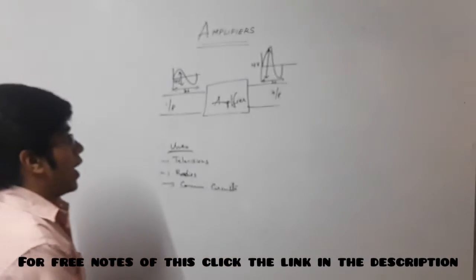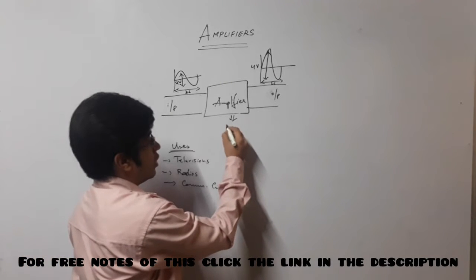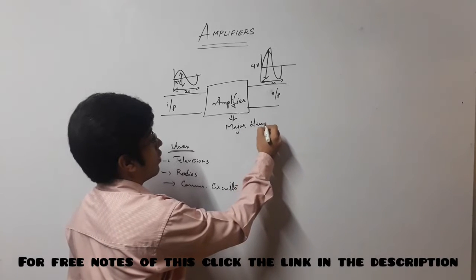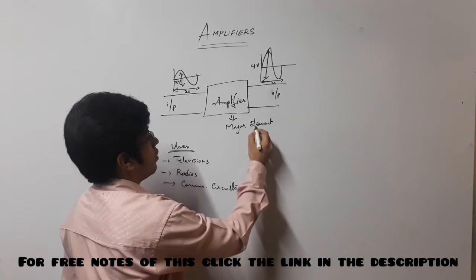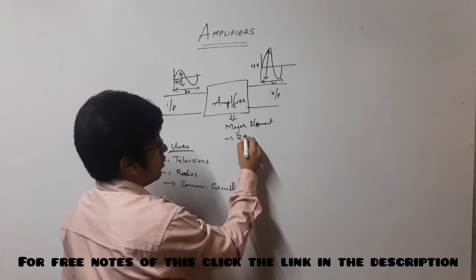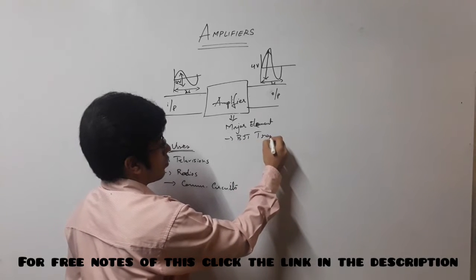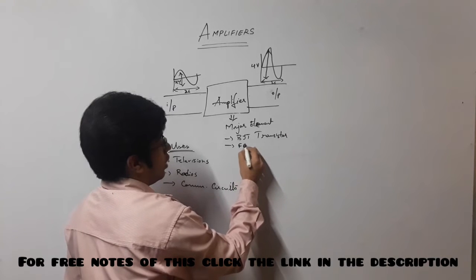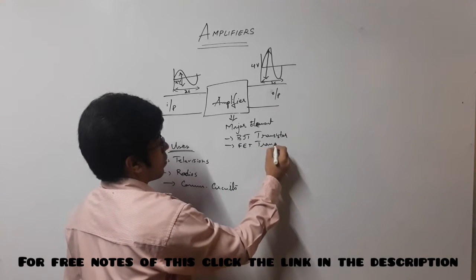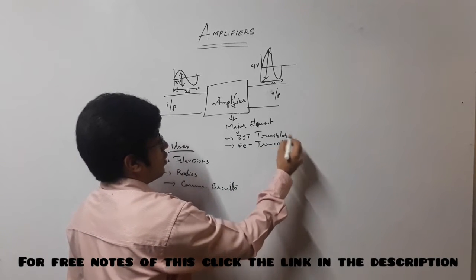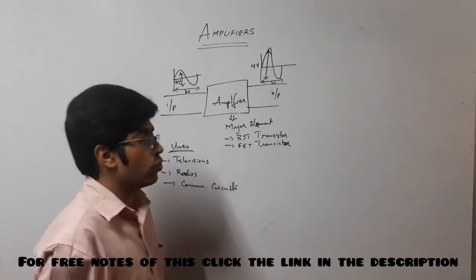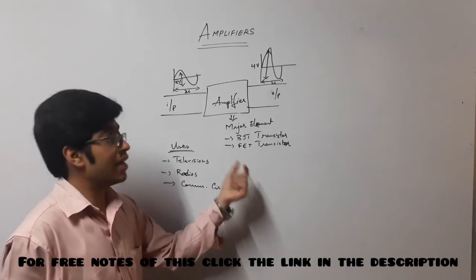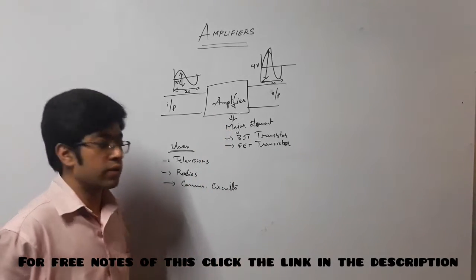There is a major element involved in the construction of an amplifier, that is the BJT transistor or an FET transistor. So this is a basic overview of an amplifier, where it is used, and what the major element is that makes the signal get amplified.